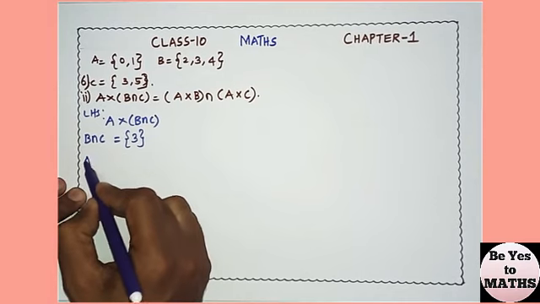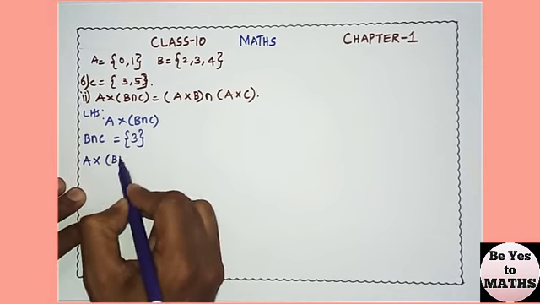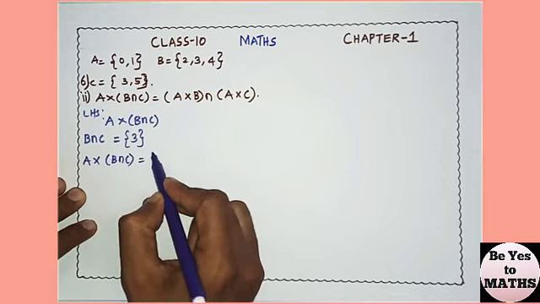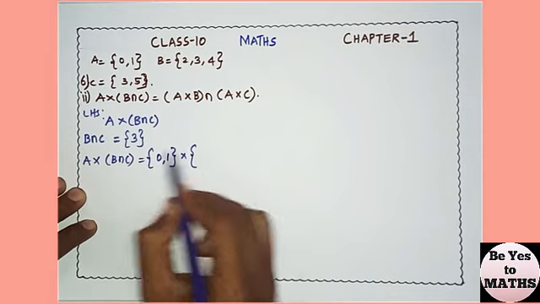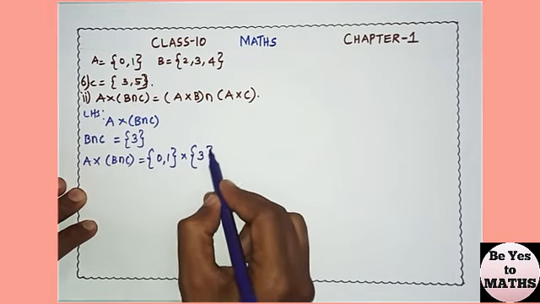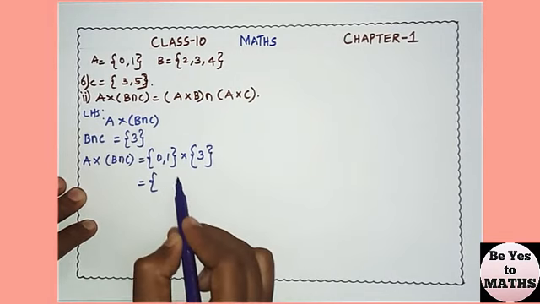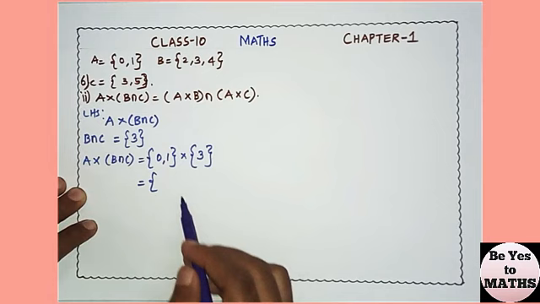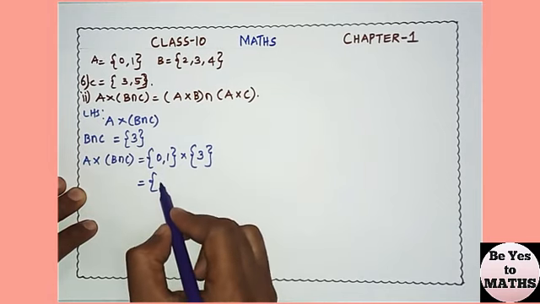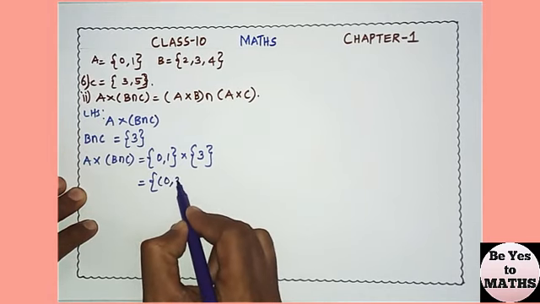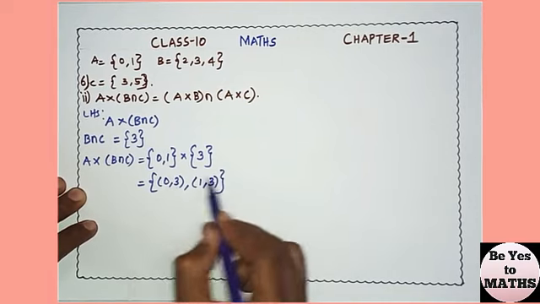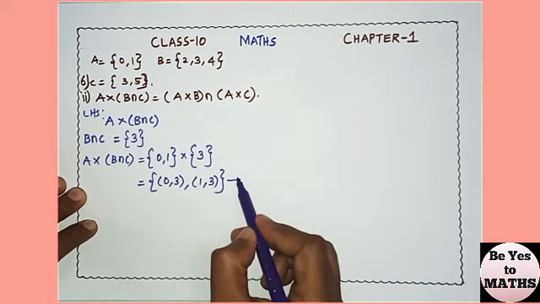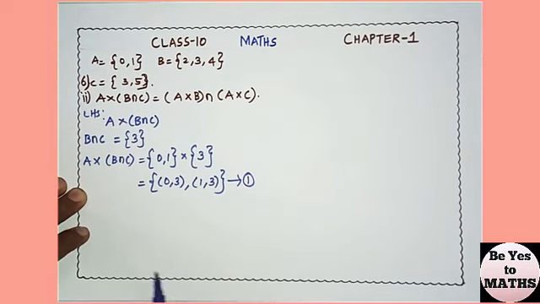Now A cross (B intersection C). A set is {0,1}. B intersection C we have {3}. So take 0 from the first set and pair with the other set elements. So (0,3). Next one is (1,3). Left hand side is over. Take this as equation number 1. Now we'll go for the right hand side.